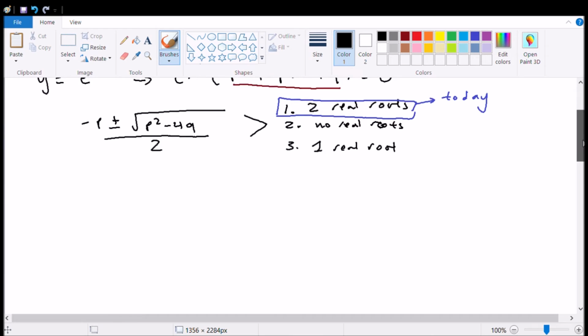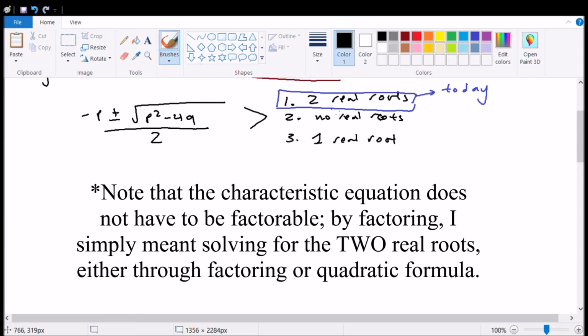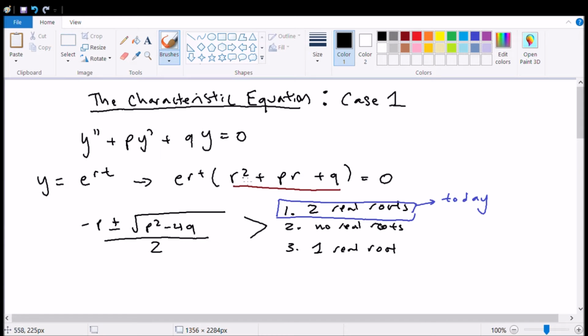Okay, so what happens when there are two real roots? Well, you can factor it. You get your equation, you substitute in e to the rt, you factor out, and then you're solving for r. For example, if this was 3 and this was 2, you would get r squared plus 3r plus 2 equals 0, and then you can factor that. The solutions to that would be -1 and -2. And so then you would get two solutions for r, r1 and r2.